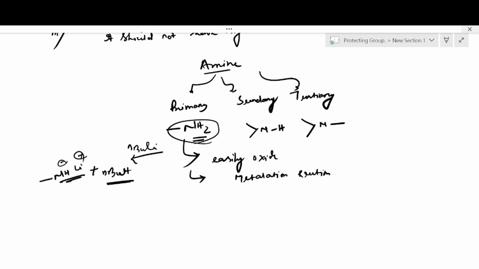And the nitrogen of that primary amine contains a lone pair of electrons, so it can easily act as a nucleophile. To overcome this problem, it is required to protect the primary amine. So what are the protecting groups? The first one is benzyl protection.